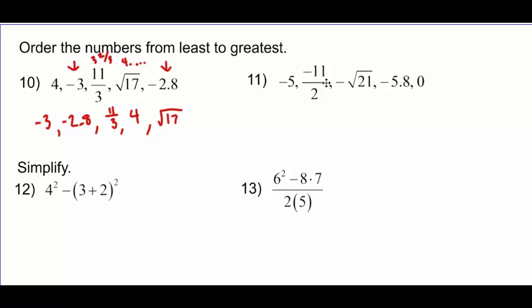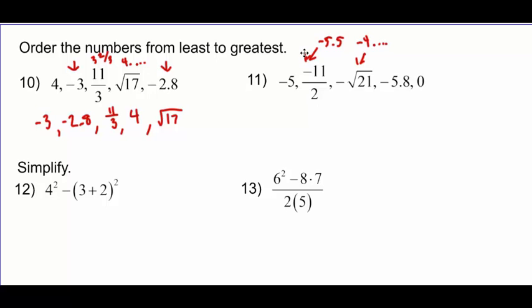And one thing I notice is 4 of the 5 are negative. So I know right at the end, 0 is the largest number in this list. So let's go ahead, and the ones that aren't integers or nice decimals, let's put some approximations there. -11/2 we could do as -5.5 if you want the decimal. Negative square root of 21 is -4 point something. We don't know exactly what, but we know it's between -4 and -5.